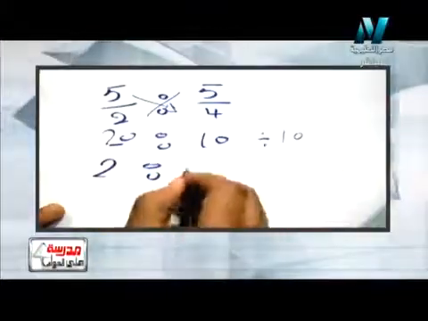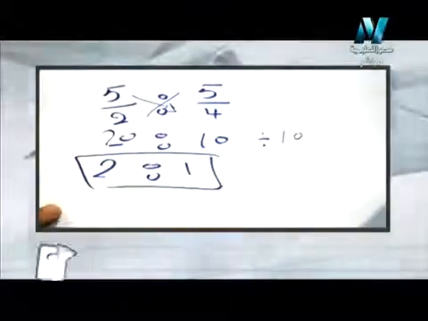And 10 divided by 10 equals 1. We have now the simplest form for this example. We can again use two different ways for solving this example. What about this example?